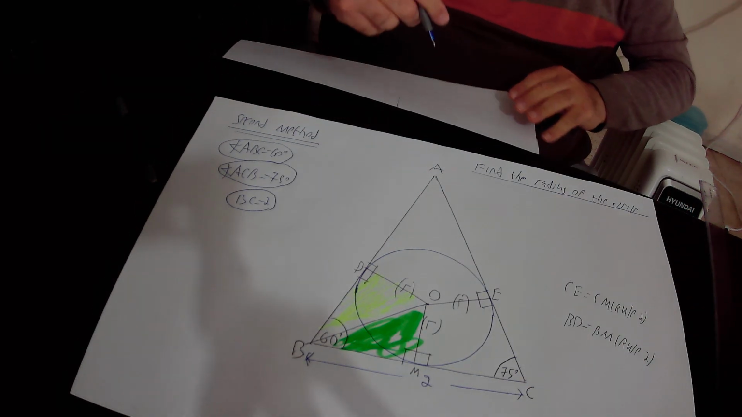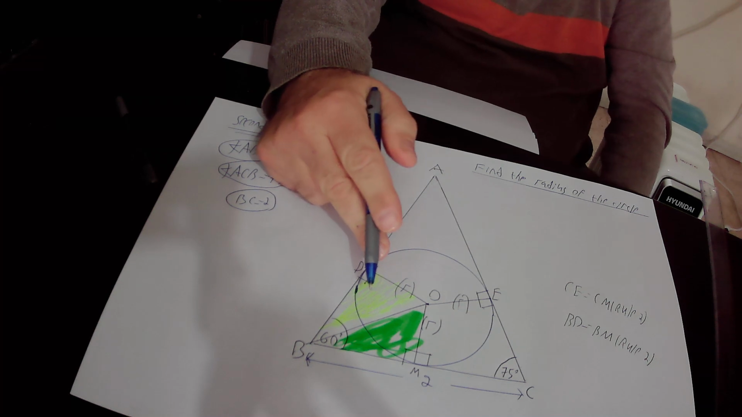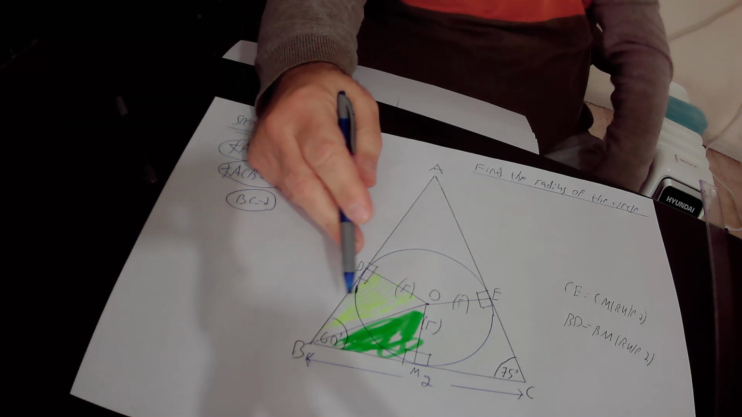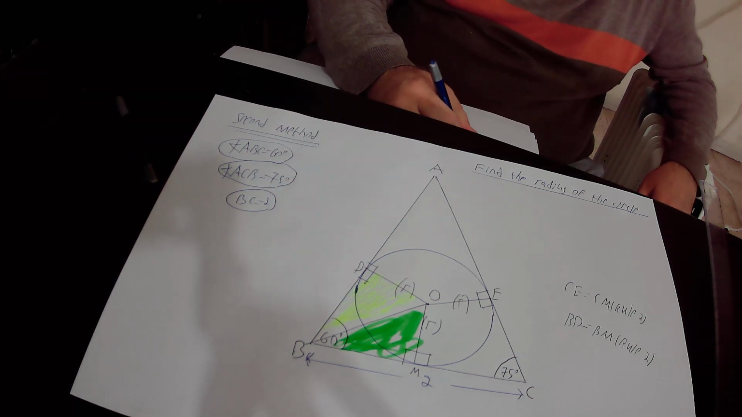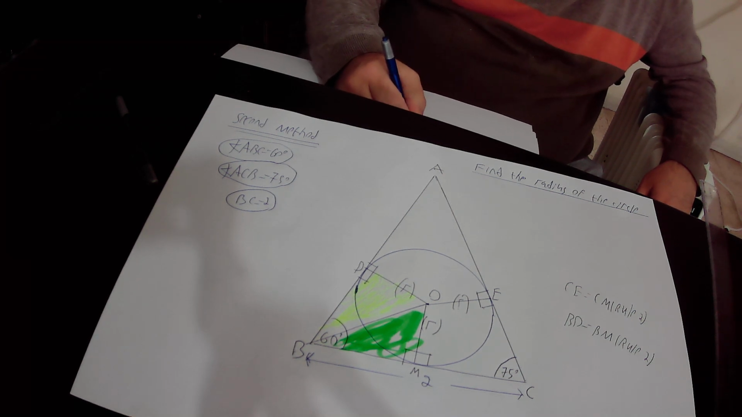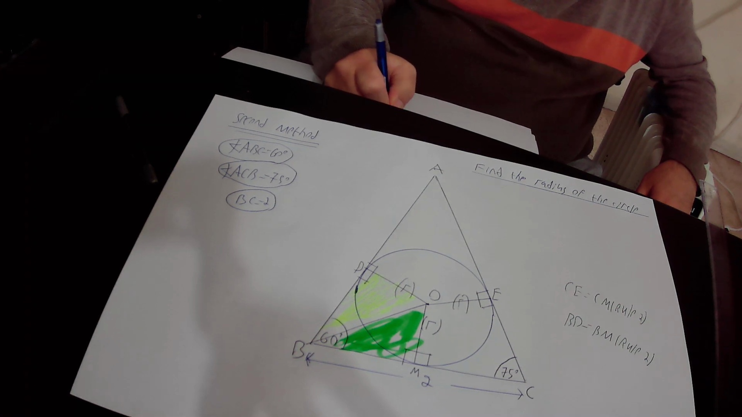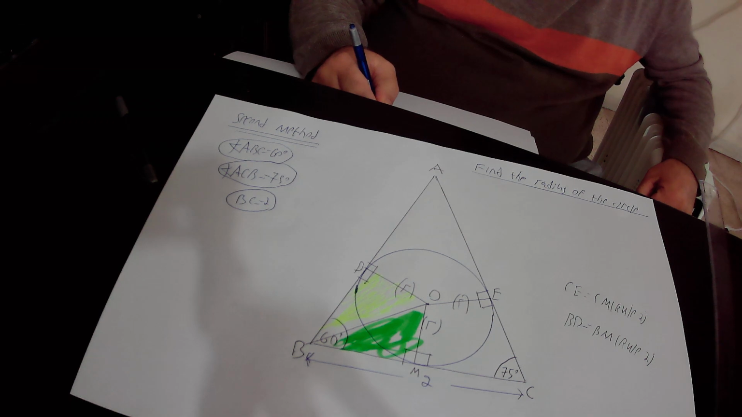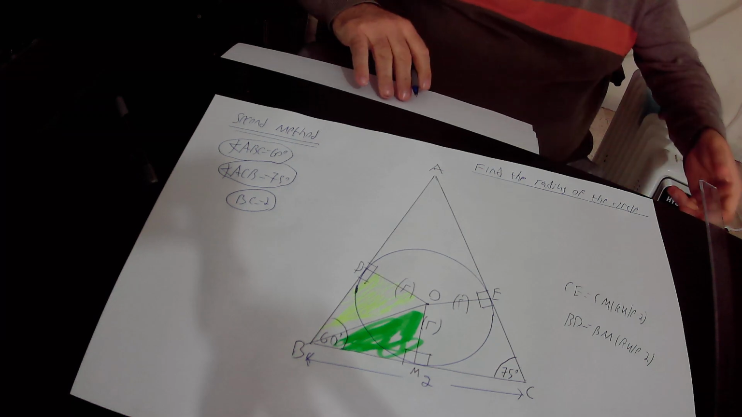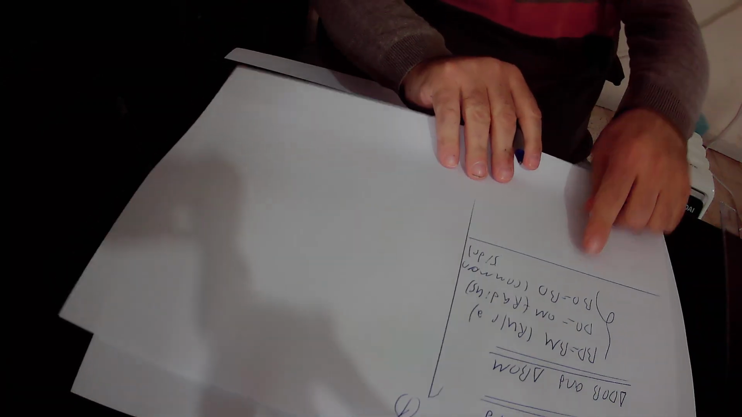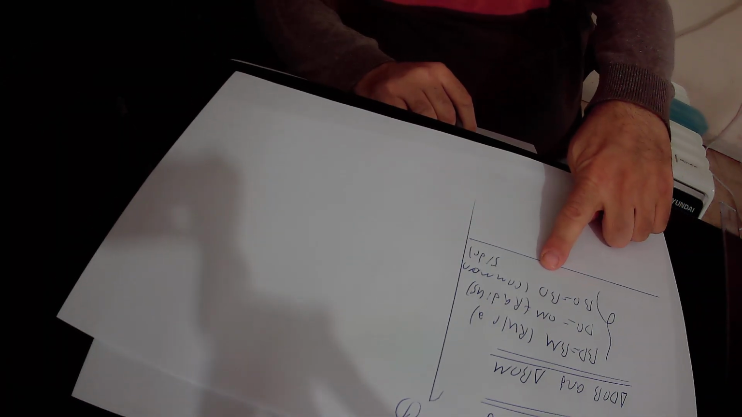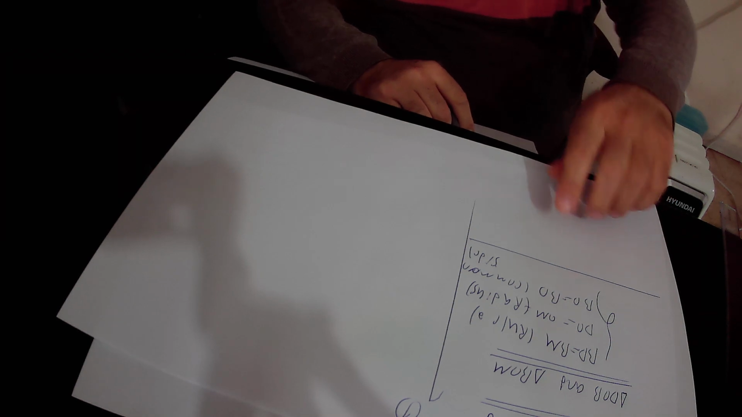And finally, side BO is a common side that belongs to both triangles, so we can write down that side BO equals itself as a common side that belongs to both triangles.